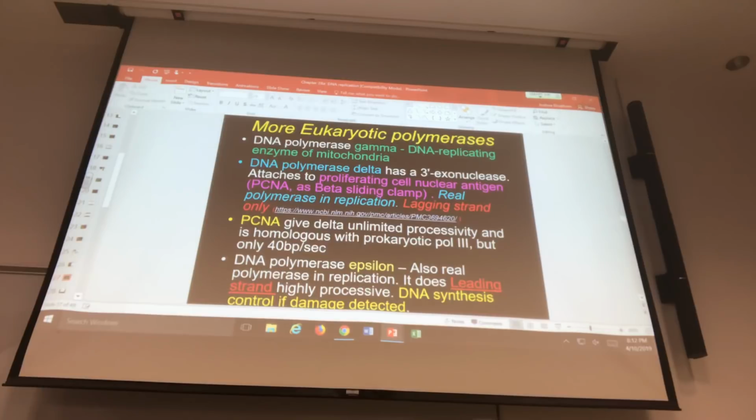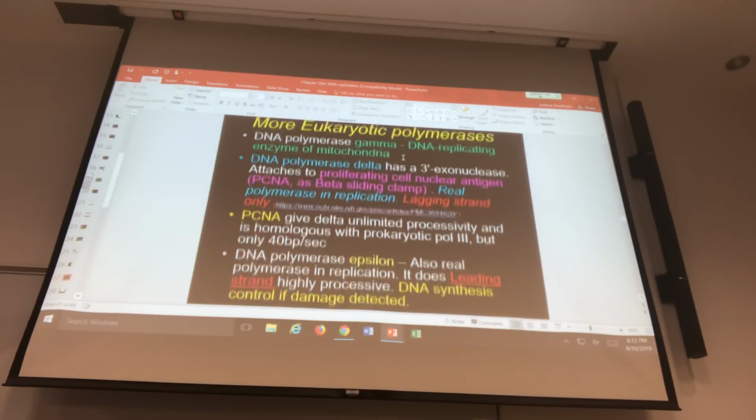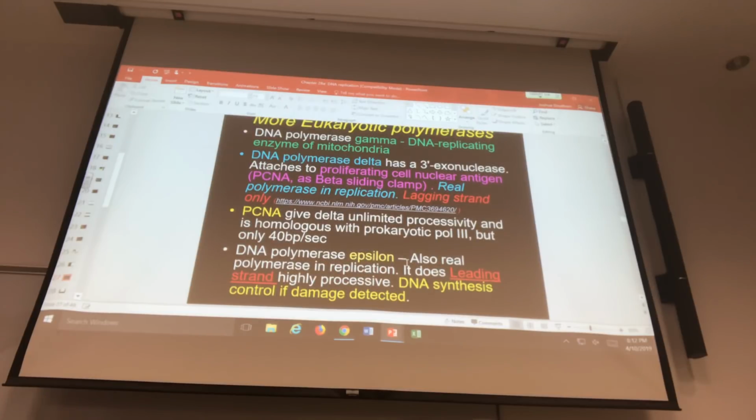DNA polymerase gamma is really interesting because it only replicates DNA in the mitochondria and chloroplasts, even though chloroplast isn't listed here. And that's unique because eukaryotes have separate DNA in mitochondria and chloroplasts. DNA polymerase delta, and brand new information to me, DNA polymerase epsilon are the two forms of eukaryotic DNA polymerases that make most of the DNA in eukaryotes. So make sure you know what's listed here.